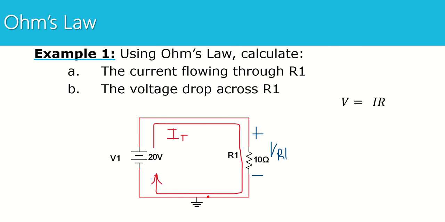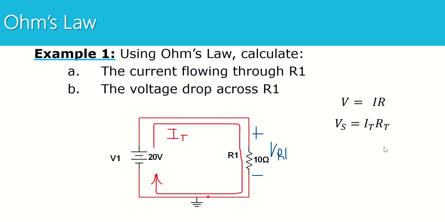Now I'm going to use Ohm's law to figure out the total current in the circuit. I know Ohm's law is V equals I times R. Well, I know how much voltage is applied, and I know how much resistance I have. So I can plug those two values in and solve for current. Now, I'm going to rewrite my equation to represent the values we have in the circuit. Vs means voltage source, our 20 volt source. IT means total current in the circuit. RT means total resistance in the circuit.